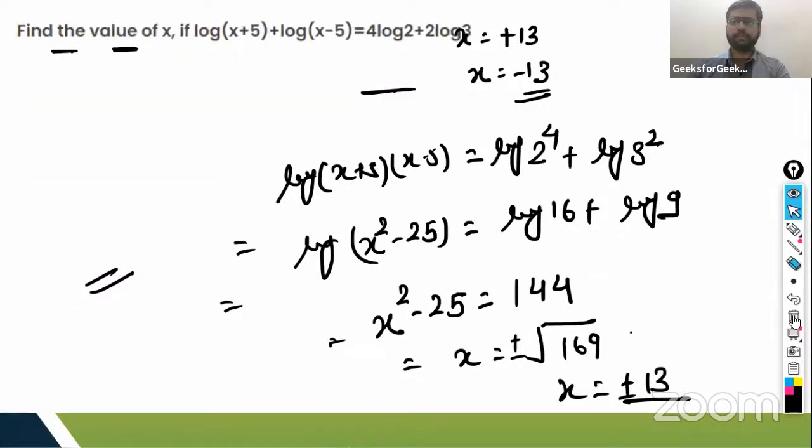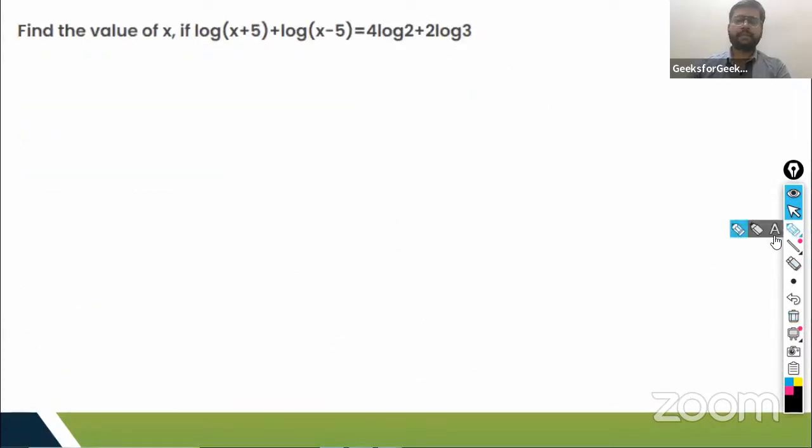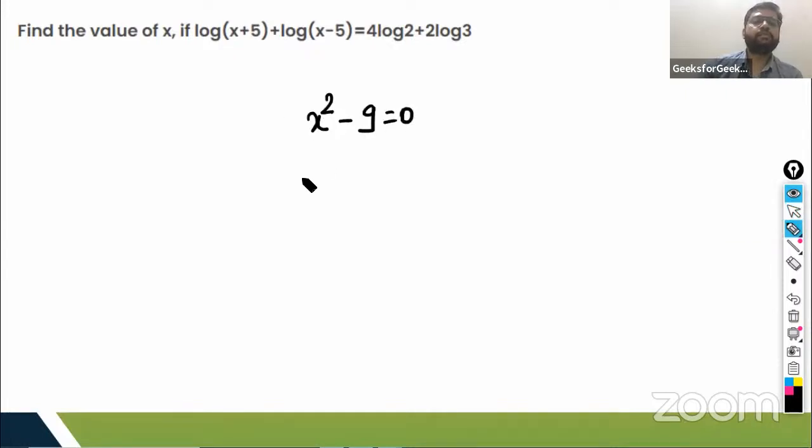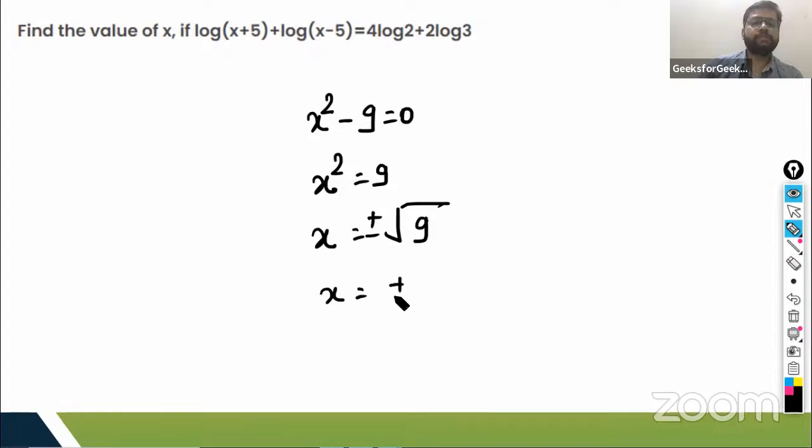Tell me, if x square minus 9 is equal to 0, so x square is equal to 9, so x is equal to under root 9. Okay, so plus minus by default we write like this, because x is equal to plus minus 3. Now we have got two roots, x is equal to plus 3 and x is equal to minus 3.